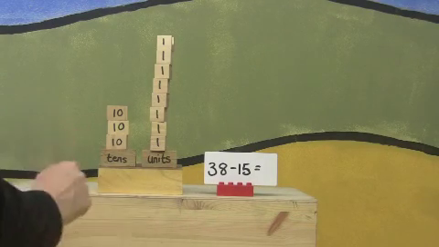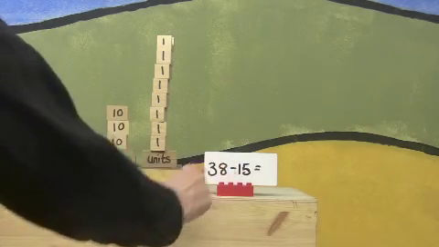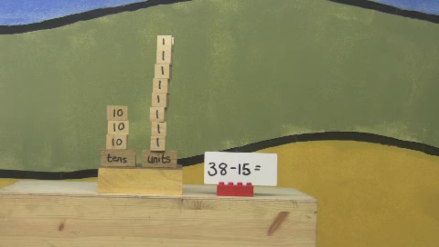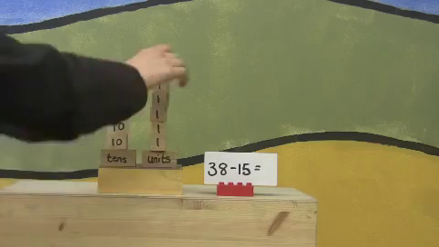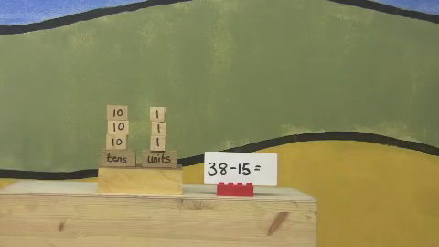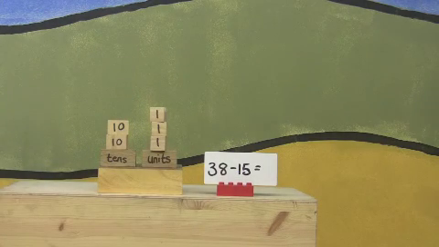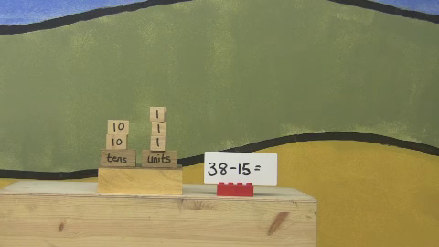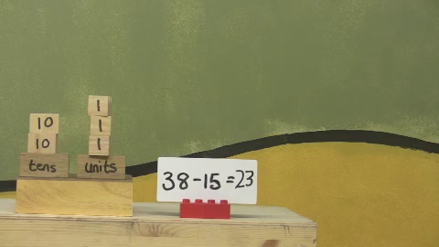Here's 38 made with 3 tens and 8 units, and I'm going to take away 15, which is 1 ten and 5 units, starting with the units. 8 take away 5. 1, 2, 3, 4, 5. 8 take away 5 is 3. Now to the tens. 3 take away 1 is 2. 2 tens and 3 units. Two tens and 3 units is 23.